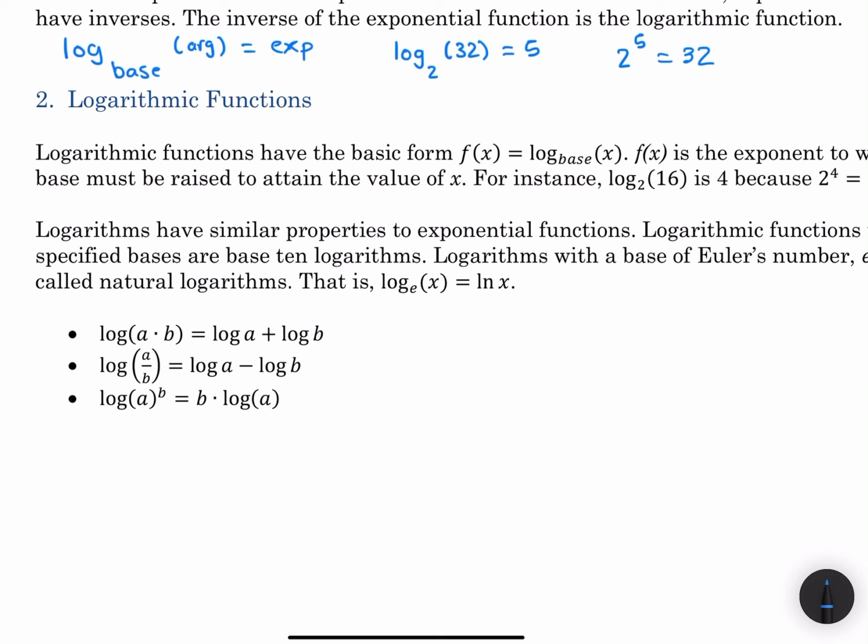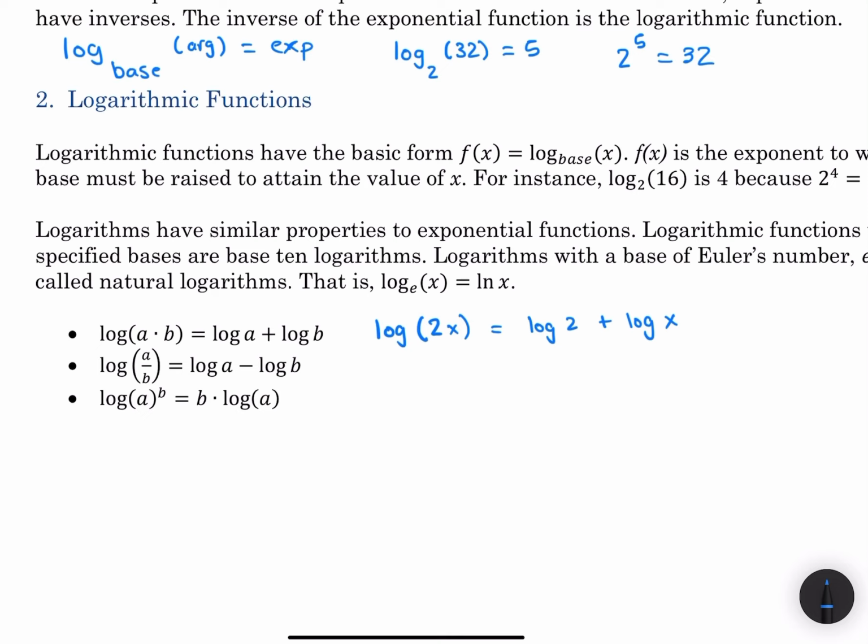Because logarithms are essentially exponents, they have very similar properties to exponents. So when I'm multiplying inside of a logarithm, I can actually just add the logarithms of the two factors of the product. If we had something like log of 2 times x, that's the equivalent of having a base 10 logarithm of 2 plus a base 10 logarithm of x.